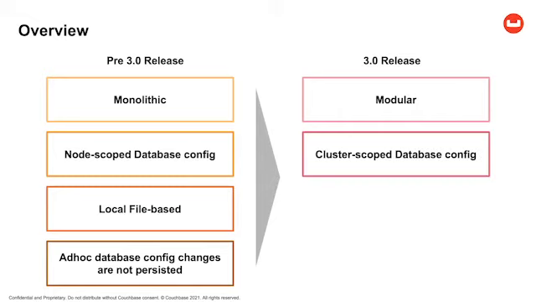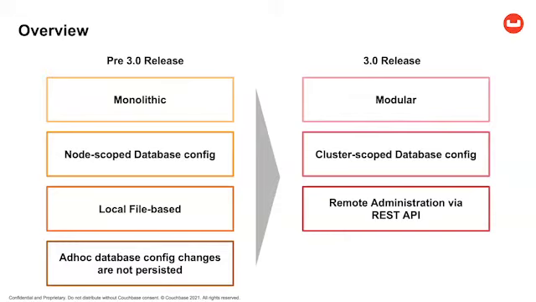We're moving from the node scoped database approach to making the database configuration cluster aware. So this means you have the ability to centrally update the database configuration. Changes that you make to one node in the cluster are automatically applied to other nodes in the cluster, or you can scope that to a subset of nodes. We'll talk more about that in following slides.